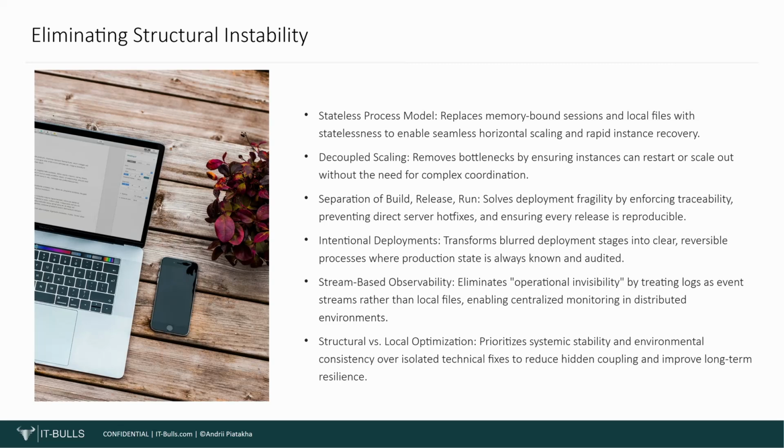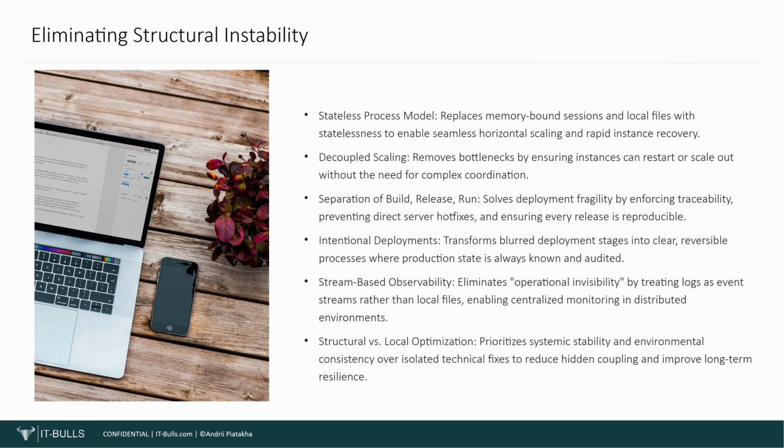Statefulness is another major structural flaw. When processes store session data in memory or write temporary files locally, horizontal scaling becomes difficult or impossible. Recovery becomes slow because instances cannot be terminated safely. The stateless process model removes this bottleneck. It allows instances to scale out, restart quickly, and recover without complex coordination.